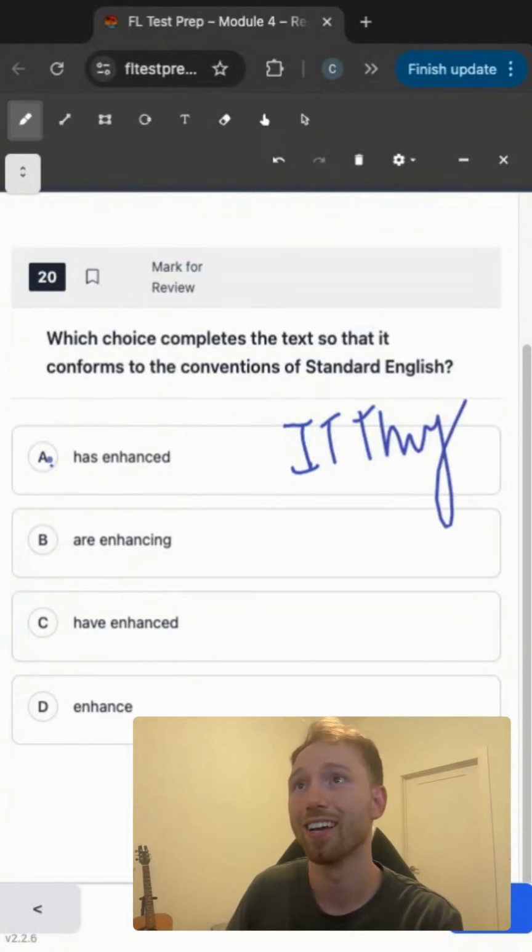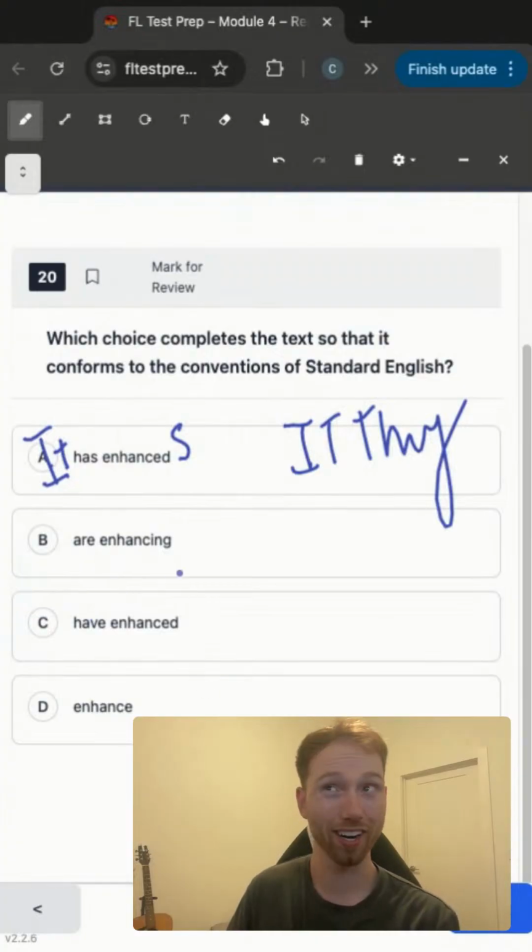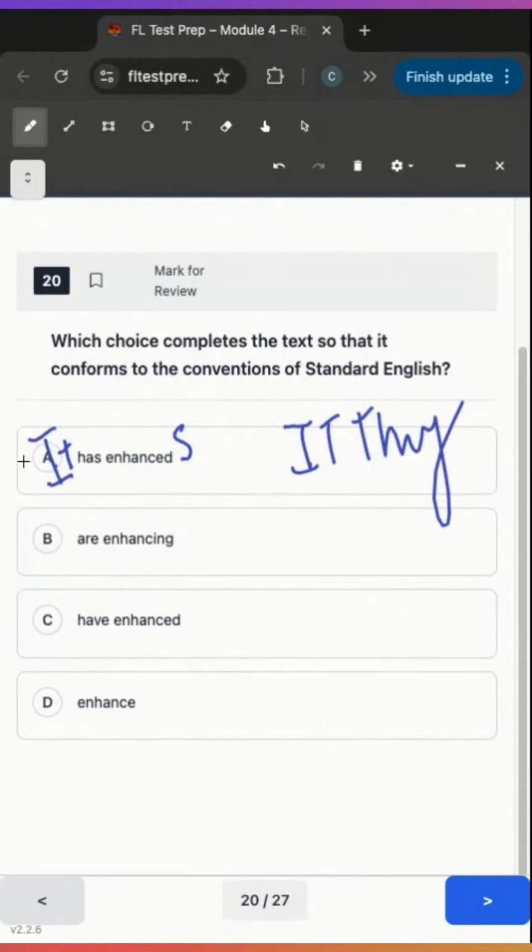Let's try it. "It has enhanced." Since "has" works with "it," that means it's a singular verb. "It are enhancing?" Well, that sounds weird. It sounds better with "they are enhancing," so I know this is plural. "It have enhanced" or "they have enhanced." This is plural again. "It enhance" or "they enhance."